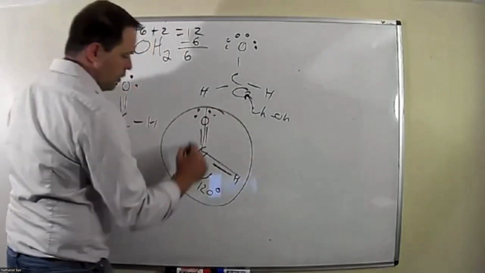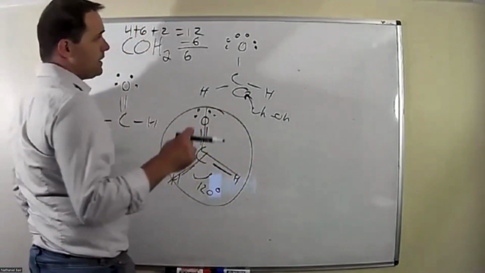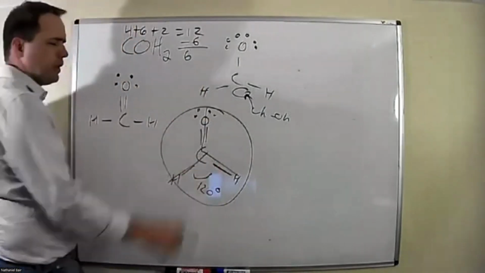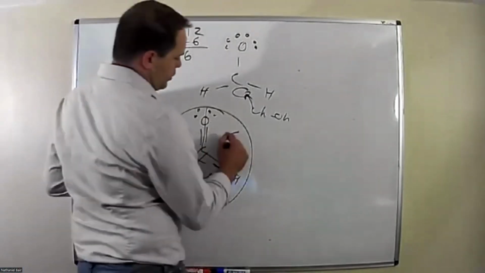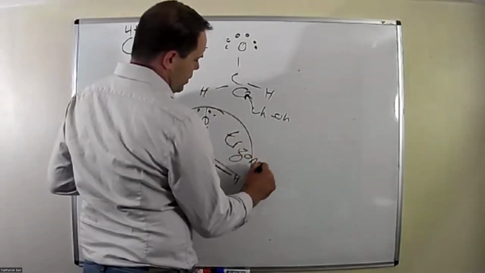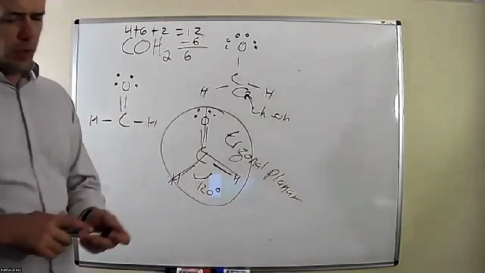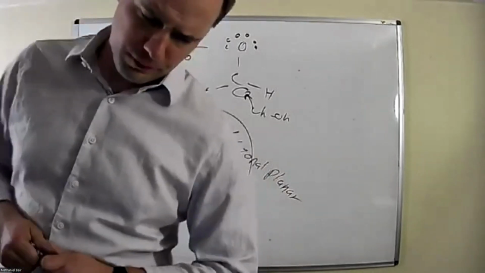If this is a circle and you chop it up into 3 equally sized slices, it would be 120 degrees for each one of those slices. So trigonal planar. Why do we call it trigonal planar? Great question. I will show you.